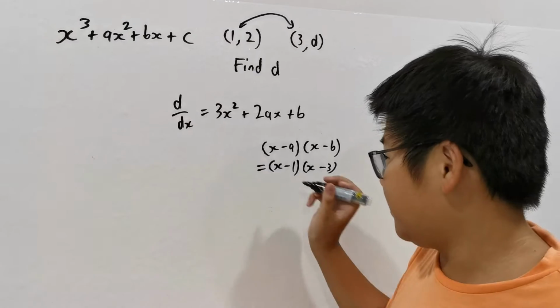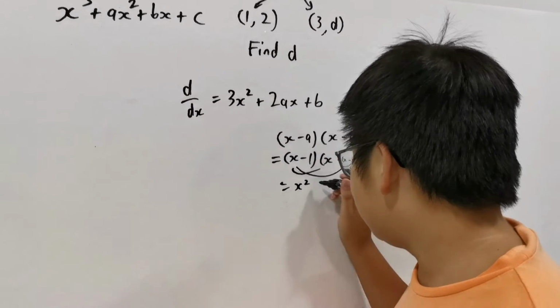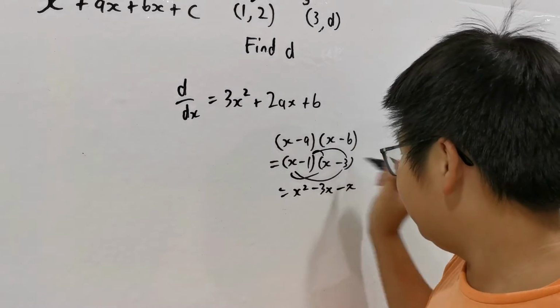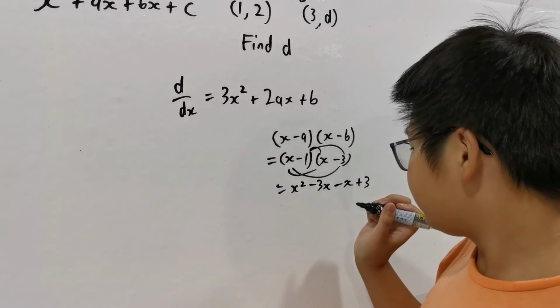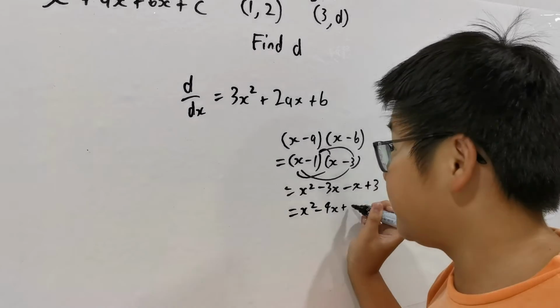I think you might have heard this. First, outer, inner, last. Now this becomes x squared minus 4x plus 3.